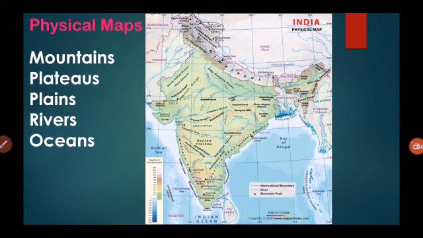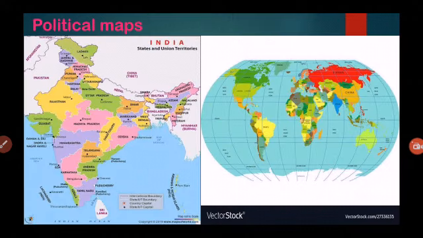The next type of map we are going to study is the political map. Here you can see two maps: one is the India map and another is the world map. Political maps show the cities, towns, villages and the different countries and states of the world with their boundaries. So things shown particularly about these are the political map.